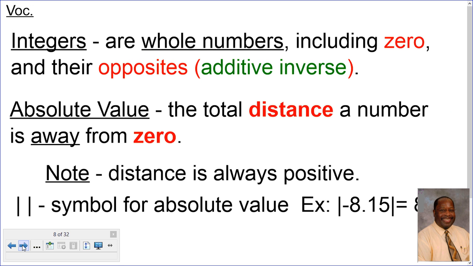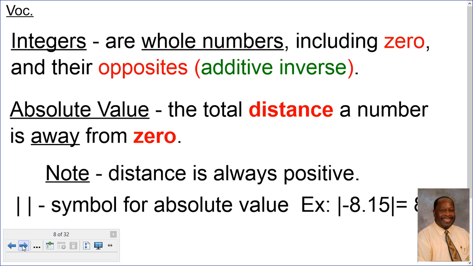More vocabulary. Integers. Integers are whole numbers, including 0 and their opposites. Opposite is another way of saying additive inverse. Absolute value. The total distance a number is away from 0. Note, distance is always positive, so you're always going to get a positive answer when you're dealing with absolute value. The symbol, those parallel lines, is the absolute value symbol.